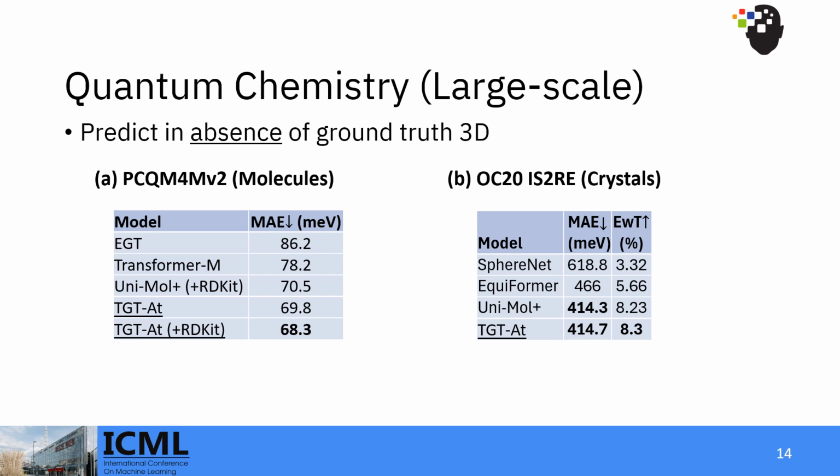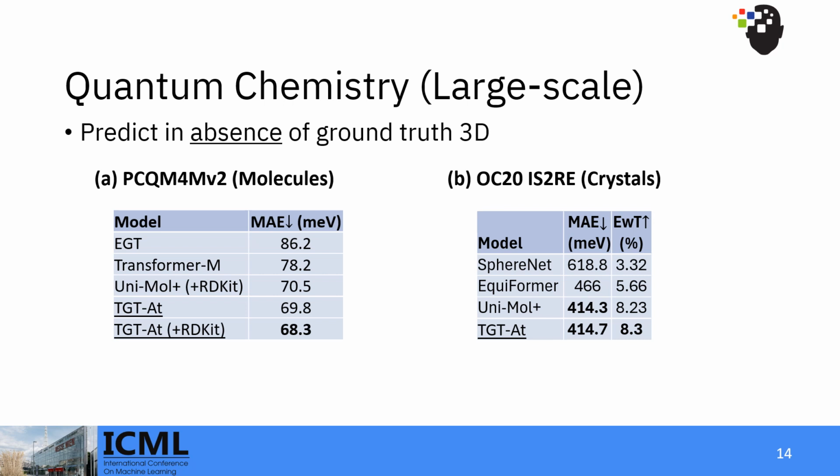Looking at the PCQM4Mv2 results, we can see a clear progression in performance. Our TGT-AT model, especially when combined with initial RDKit coordinates, achieves the best performance with an MAE of 68.3 millielectron-volt. This is a substantial improvement over the previous state-of-the-art Unimol Plus model. It's worth noting that our TGT-AT model performs well, even without the RDKit initial estimate. The previous best model, Transformer M, falls far short in this scenario.